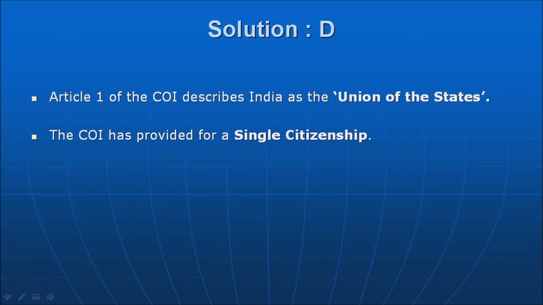There is nowhere mentioned in the Constitution of India that India is a federal country. Although we have some federal characteristics, no doubt in that, but the Constitution of India describes India as the Union of States. Second point, the Constitution of India provided for single citizenship in India. All the citizens, 121.25 billion people of our country, they all have a single citizenship, that is the Indian citizenship.